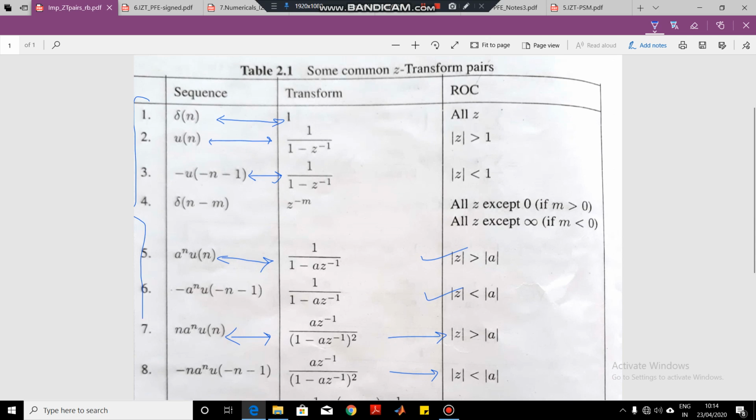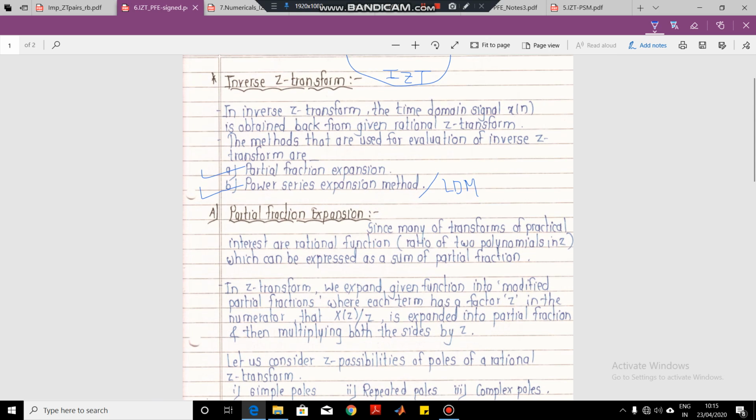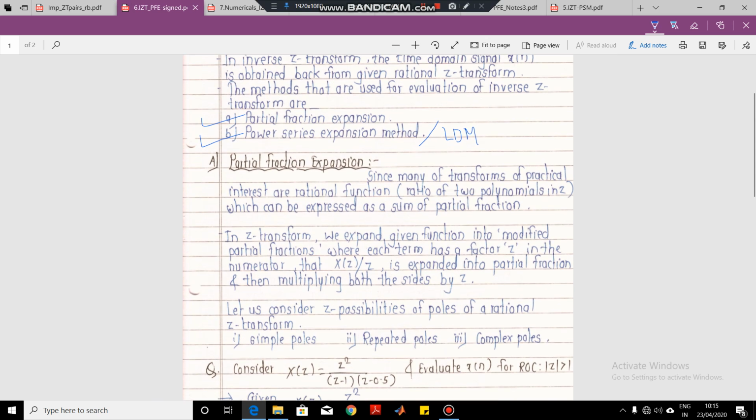In all the numericals that we are going to see for the inverse z transform, these standard pairs will be the most important pairs that we will be using, by solving with maybe the partial fraction expansion method. So with this introduction to inverse z transform and the different important z transform pairs, in the next lecture we will talk about the partial fraction expansion method. Thank you.